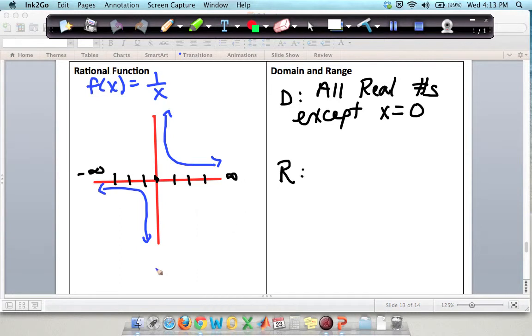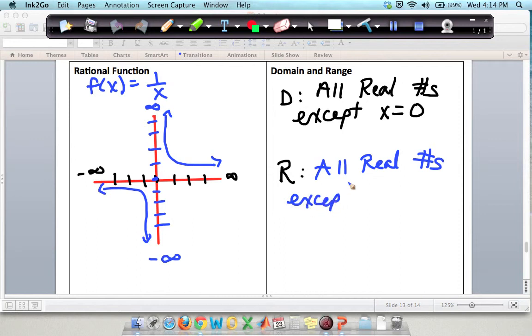All right, for the range, if you go across, you can see at negative infinity that all of these negative y values are used. To positive infinity, all of those positive y values are used. But again, when you get to 0, this graph never crosses the x-axis, so there's no time when it ever crosses at y equals 0. So this means the range is all real numbers except y equals 0.